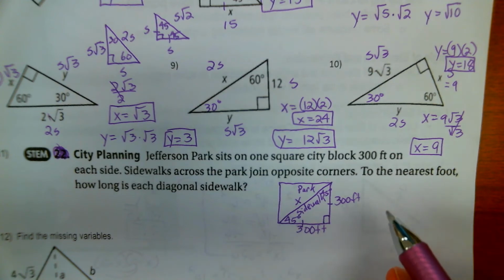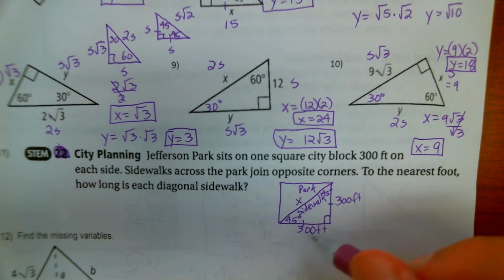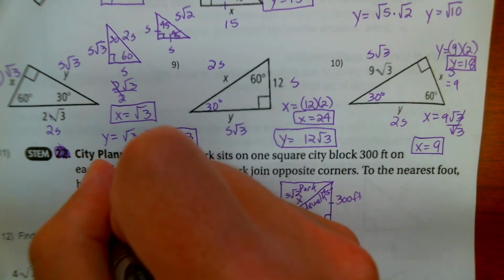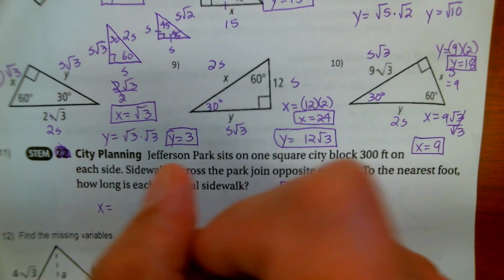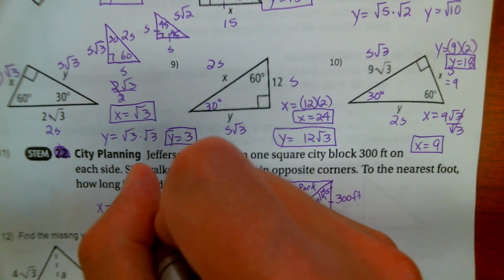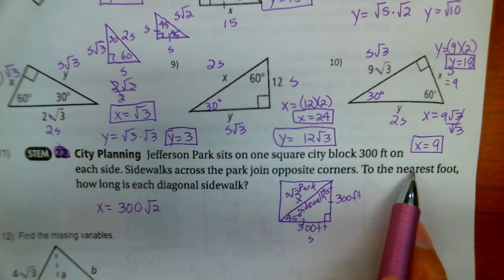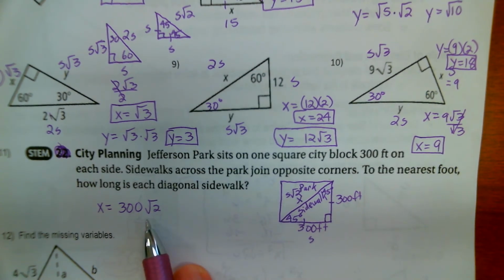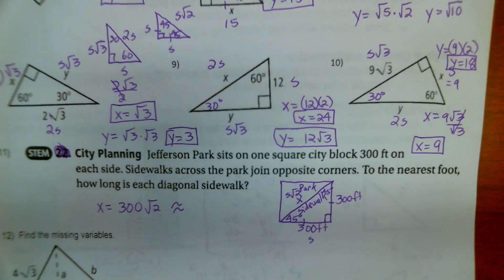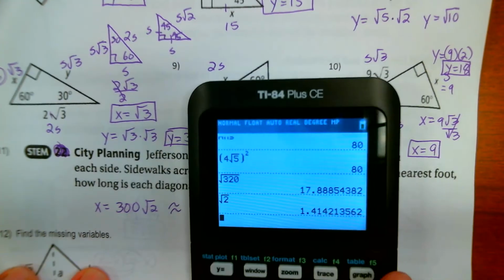So I got to multiply by something. What do I multiply by? Root 2, right? This is s, and this is s root 2. So x is going to be equal to the s, 300 feet, times the square root of 2. Now this says round to the nearest foot. It doesn't say leave it in simplest radical form. Since this is a real-world application problem, then it makes sense for us to get an actual number.